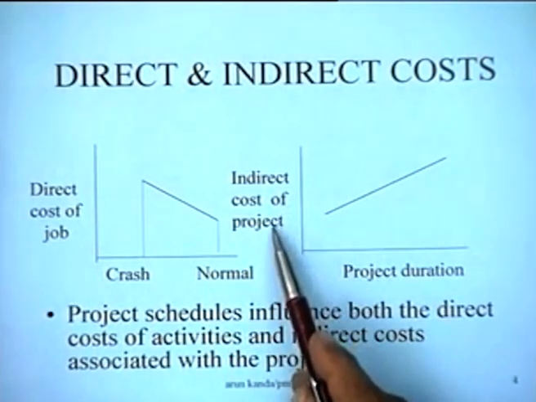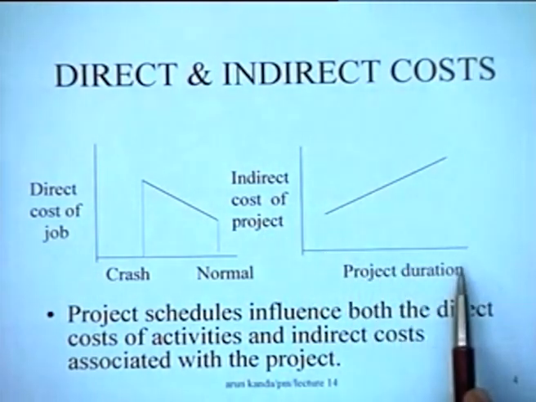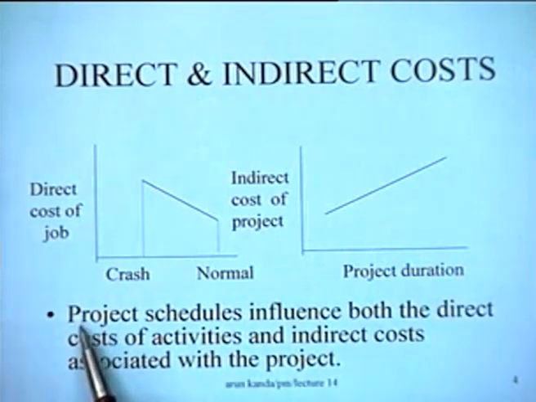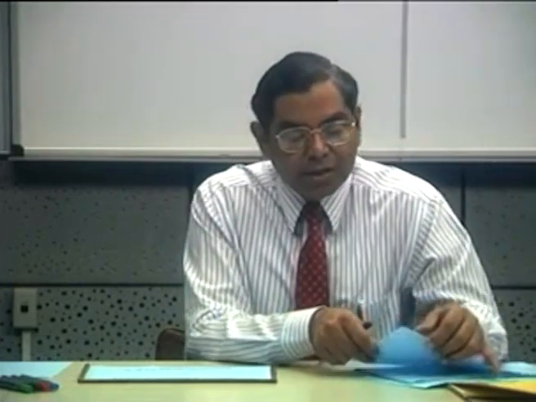However, there is an indirect cost of the project as a whole, and this cost is typically increasing with project duration, right? So what we have seen is that the project schedules influence both the direct costs of the activities and the indirect costs associated with the project. And what we are in fact seeking in a time cost trade-off exercise is maybe the best compromise, the best way where the total cost is going to be a minimum.